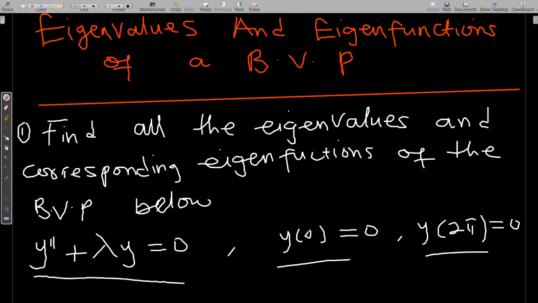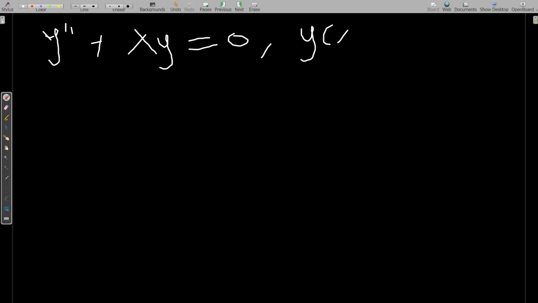So how we solve this is that we just consider the ODE given and solve it as we know how to solve ODEs. So y prime prime plus lambda y equals 0. To solve this ODE, since lambda here is a constant, we have a constant coefficients second order equation. So with this, we can assume a solution that will satisfy it: we assume that y is equal to e to the power rx.